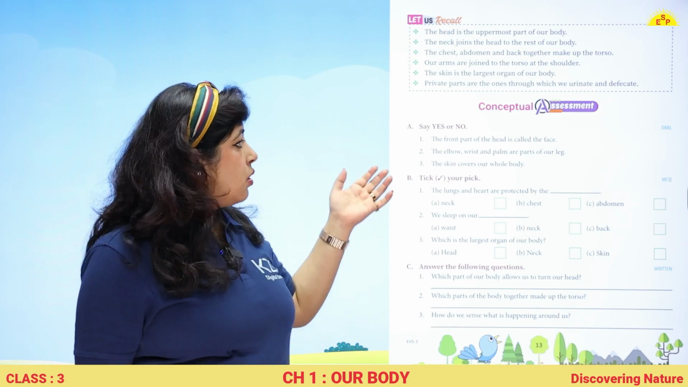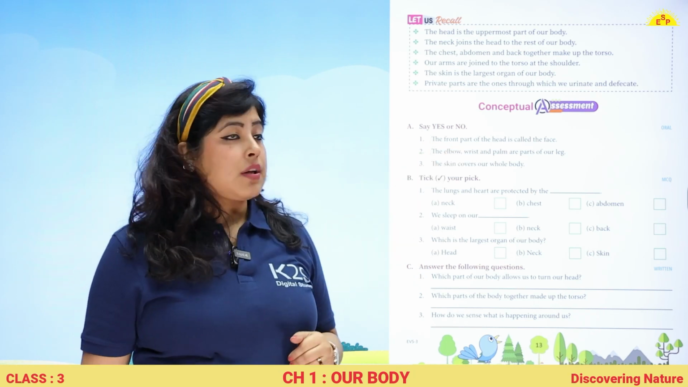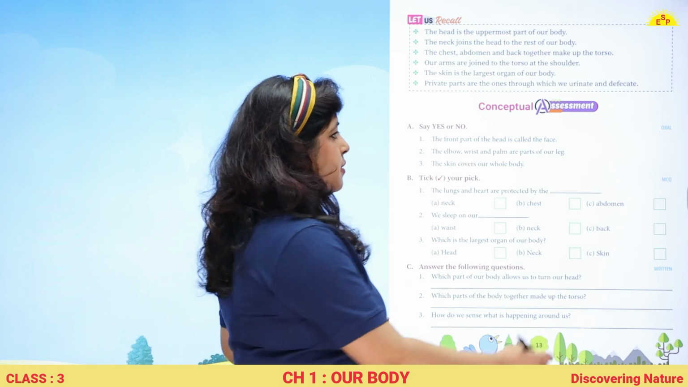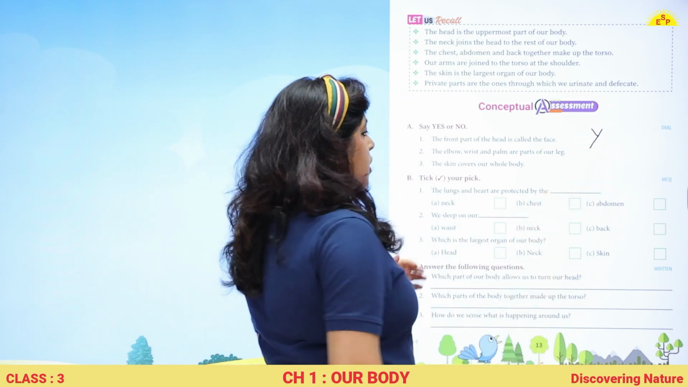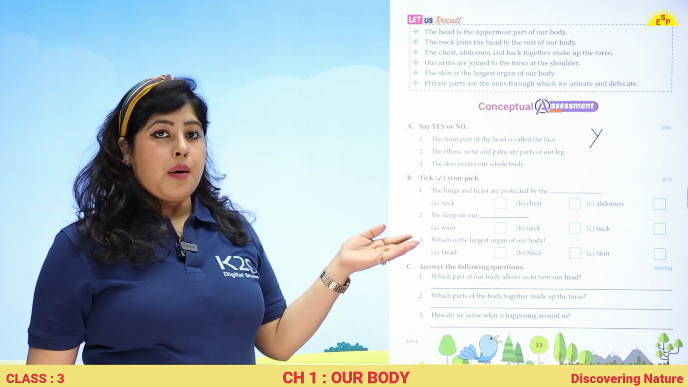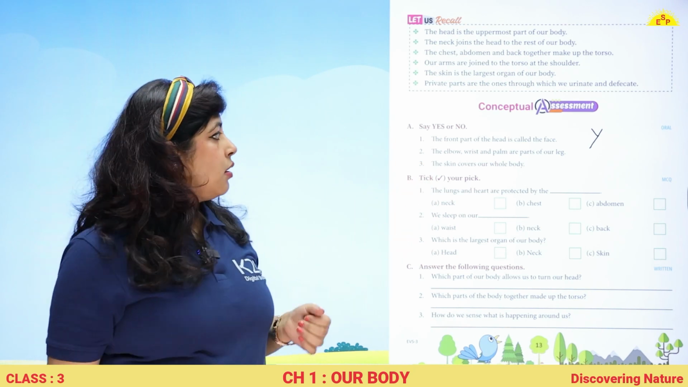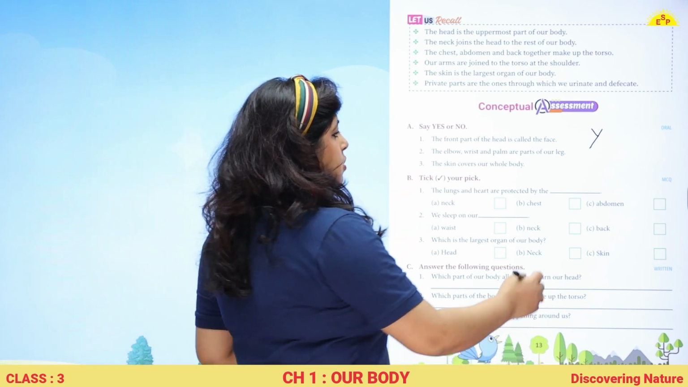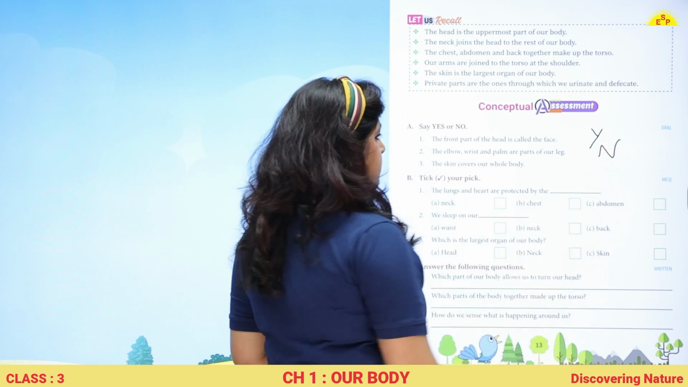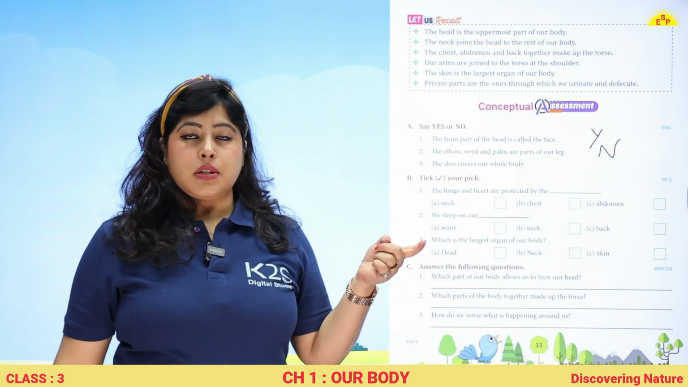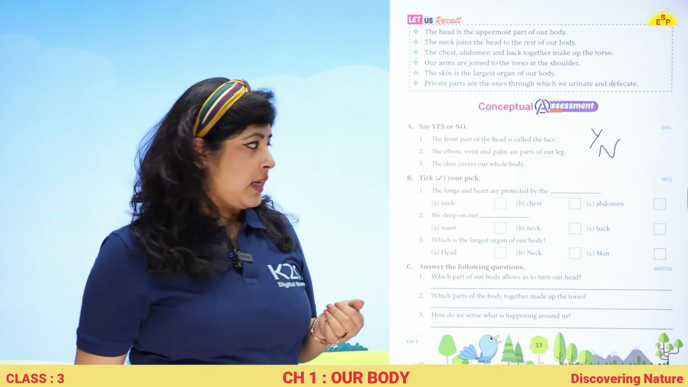Say yes and no. The front part of the head is called the face. Yes. The elbow, wrist and palm are the part of your leg. No. Arm. The skin covers your whole body. Yes.